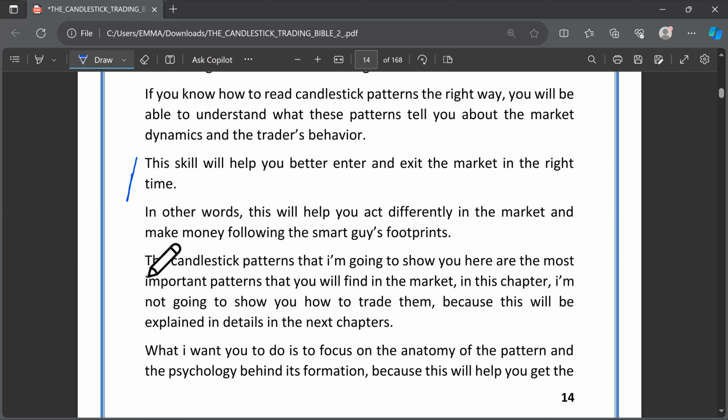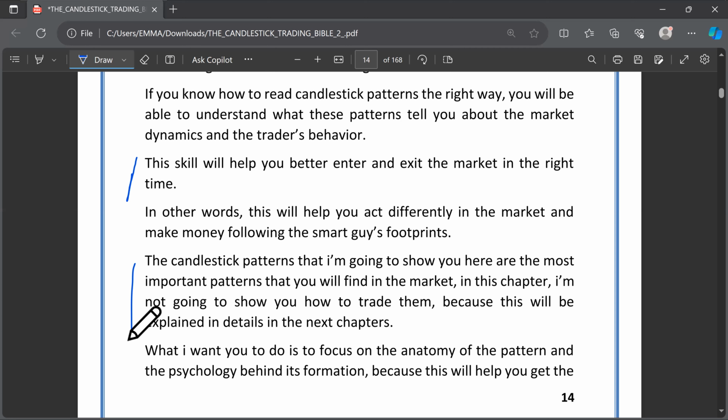Now, the candlestick patterns that I'm going to show you here are the most important patterns that you will find in the market. In this chapter, I'm not going to show you how to trade them, but we are just going to show you what they are, right? The implications, and when you see them, what they mean at a particular point or section of the chart. If you see them at the top, at the bottom, or maybe somewhere in between, whatever, every place that they find themselves, they have meaning, right? What they can actually do there.